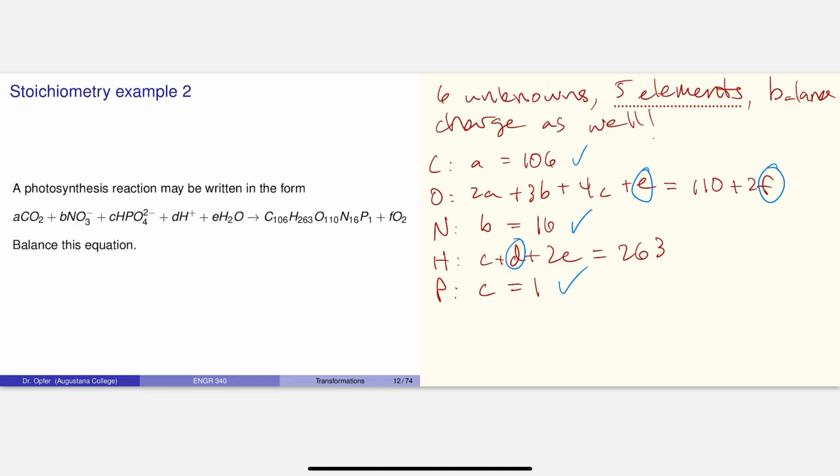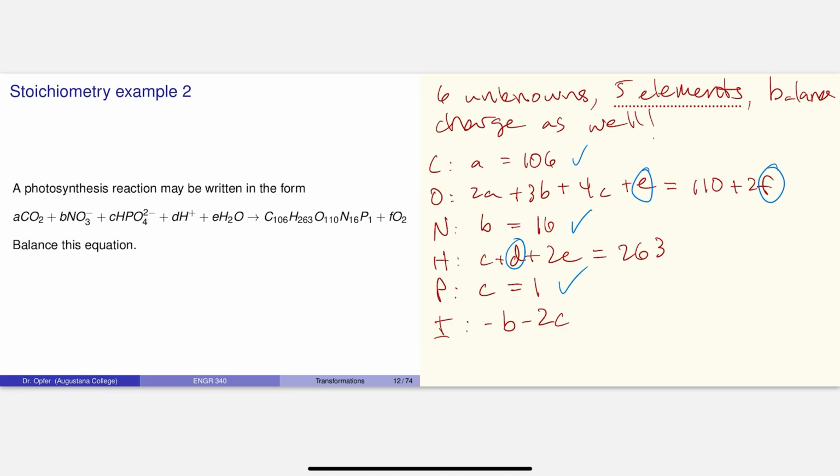In front of our nitrate ion, we've got B. And this ion has a single negative charge. So that means we're going to multiply -1 times B. That's our net charge of nitrate, NO3-. So then in order to balance charge, we've got a negative B charge from our nitrate. Over here, we've got a -2 charge that's multiplied by C. So that's going to be a -2C charge.